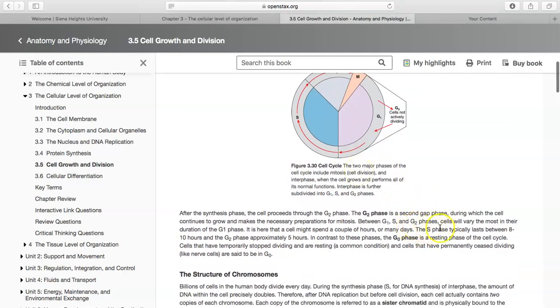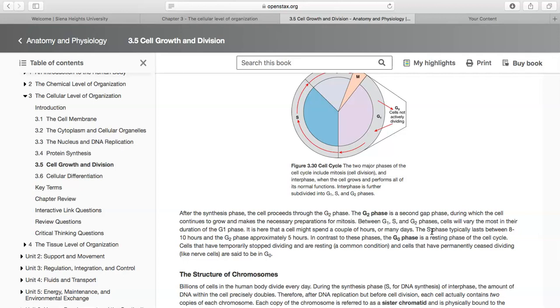Just really quickly, you can read all of this later, but thinking about how long this takes, cells are going to spend most of their life in G1 phase. Here the cell might spend a couple hours or even many days. In the S phase, how long it takes to copy all of the DNA lasts between 8 to 10 hours, and G2 approximately 5 hours. So think of that like an entire life cycle of a cell sometimes is a matter of hours before it's ready to copy again.